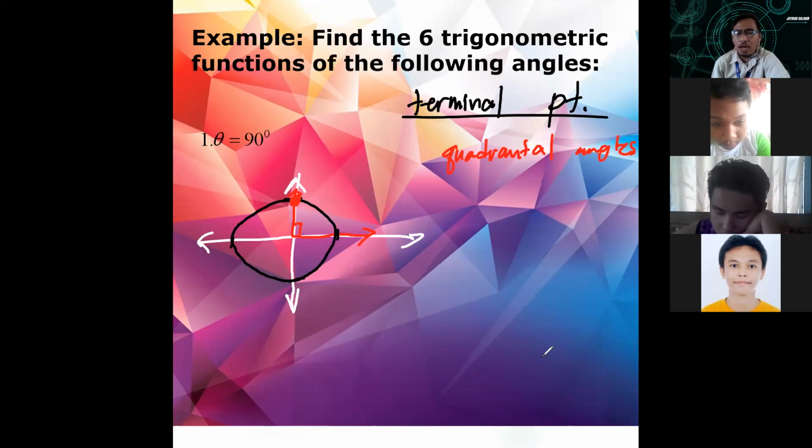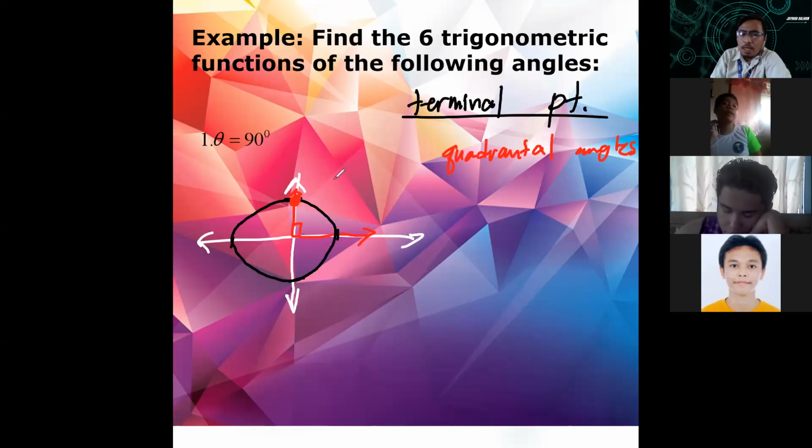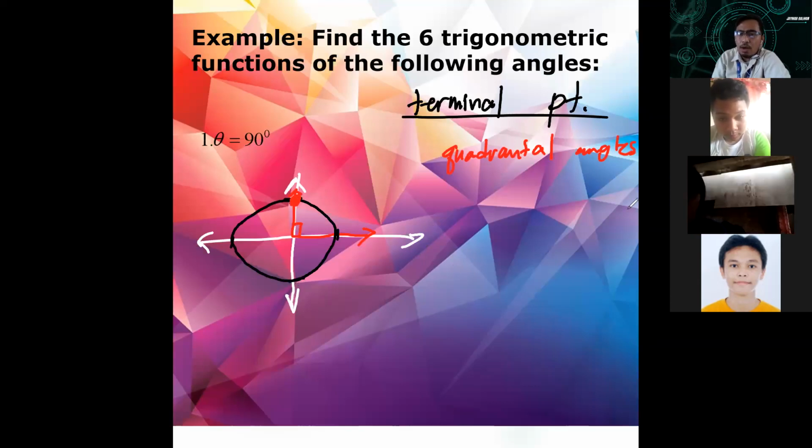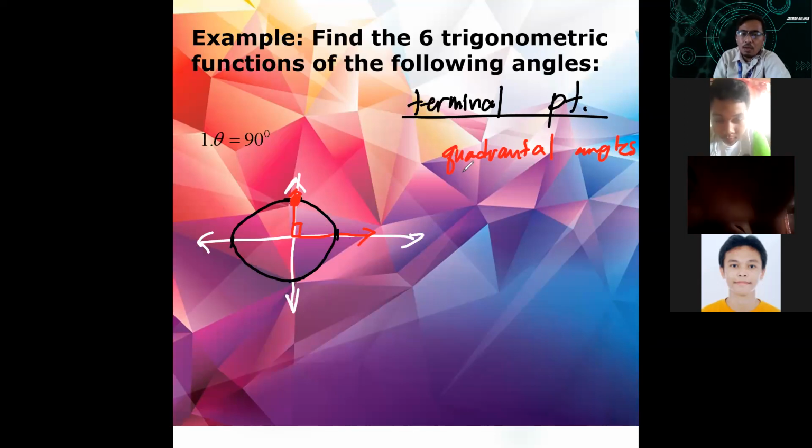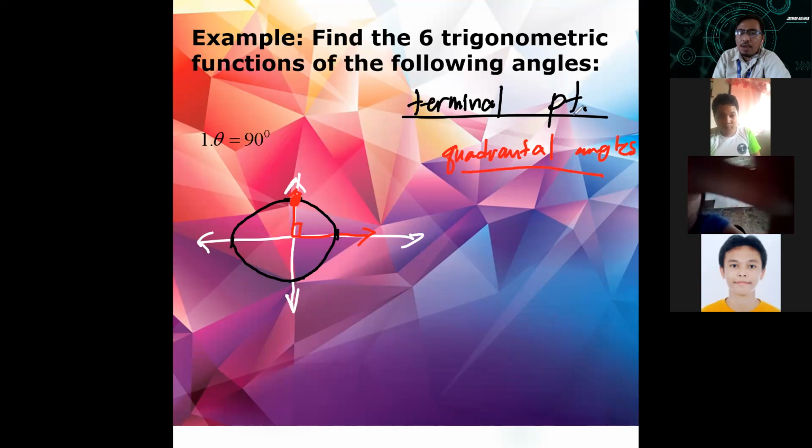And it is very easy to determine your terminal ray if your angles are quadrantal. Quadrantal angles are angles wherein your terminal ray will fall exactly in the axis. Example, 90, 180, 270, 360, 0, negative 90, negative 180, and so on. Those whose terminal ray will fall exactly on the axis are called quadrantal angles. And it is very easy to determine the terminal point of those quadrantal angles.